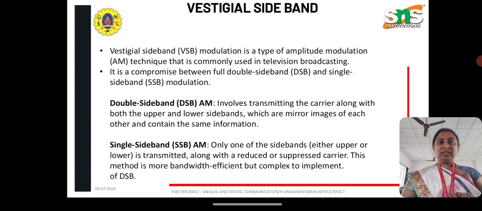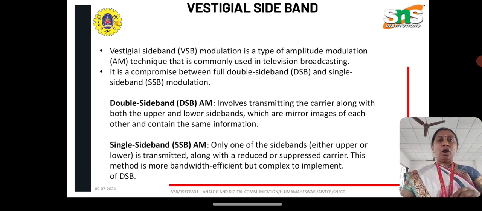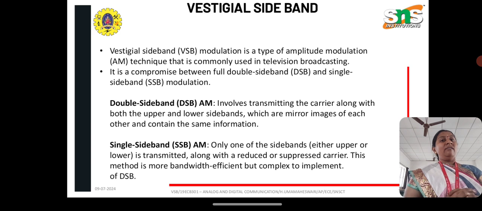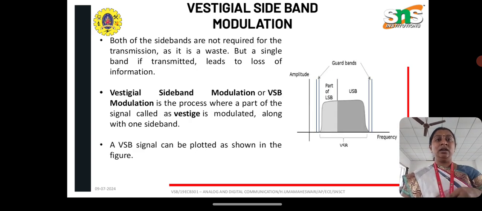It is a compromise between the full double sideband and the single sideband modulation. Double sideband amplitude modulation involves transmitting the carrier along with both the upper and the lower sidebands, which are the mirror images of each other and contain the same information, whereas in single sideband amplitude modulation, only one of the sidebands is transmitted along with a reduced or suppressed carrier. This method is more bandwidth efficient but complex to implement when compared to the double sideband.